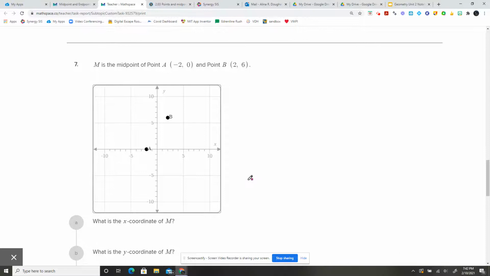In number 7, M is the midpoint of A and B. I'm always going to predict where it's going to go. So somewhere right in there, I'm going to have a midpoint. I'm going to do x and y and x and y. I'm going to do -2 plus 2. It's not like distance. I'm finding the average, so I've got to add. And then 0 plus 6 divided by 2. Make sure your x's are here and your y's are here.